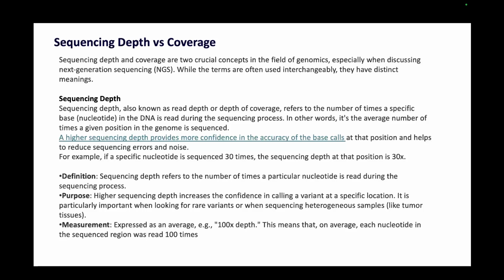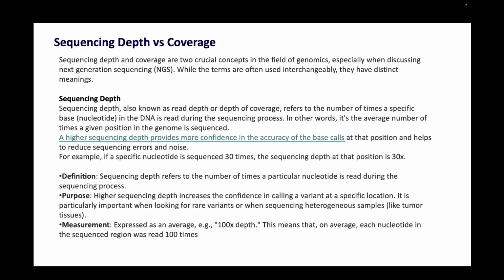A higher sequencing depth provides more confidence in the accuracy of the base calls at that position, and it helps to reduce sequencing errors and noise. So intuitively, if 30 reads have sequenced that particular A, let's assume it's an A in the genome there, 30 different reads have sequenced A at that particular position. So it gives you more confidence that the nucleotide present there is of high confidence. Basically, your base caller has done a good job to call that particular base.